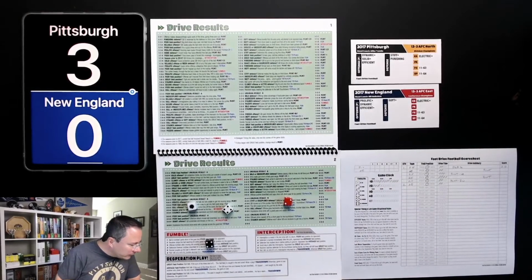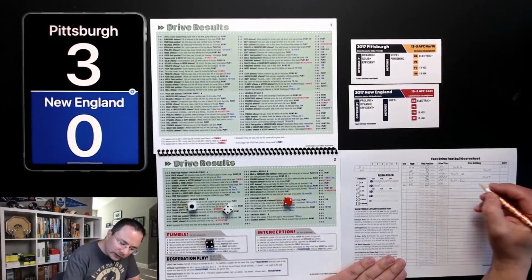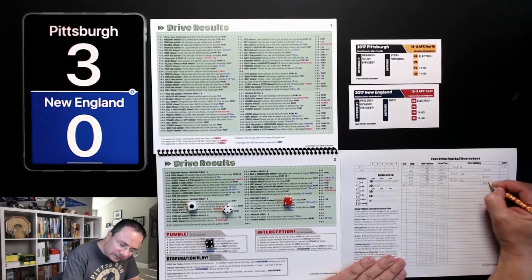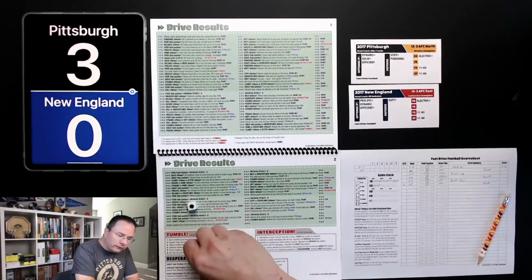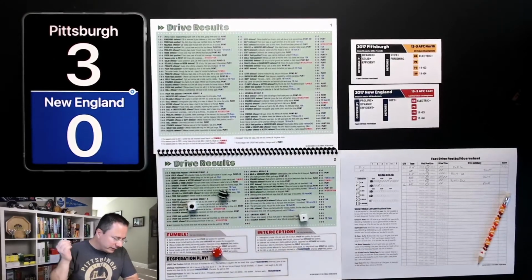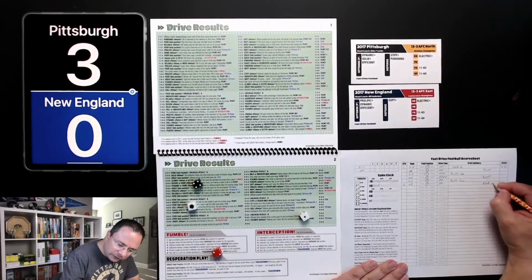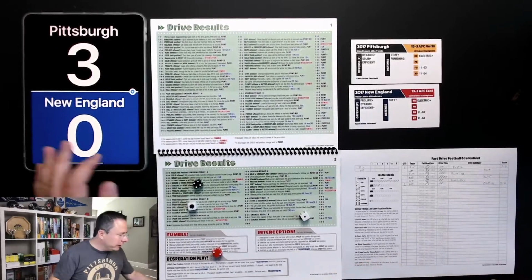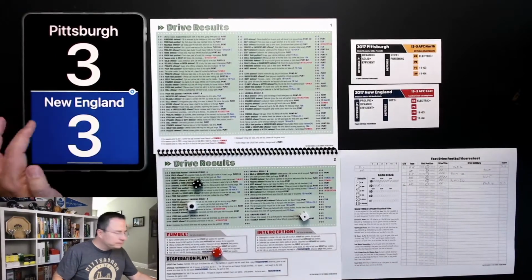2, 4, 4. Poor field position? Nope. Inept defense? No. So we're going to have a field goal attempt. So New England has a chance to tie the game with a field goal. Their range is 11 to 63. They get a 41. The field goal is good. And we are now tied at 3.